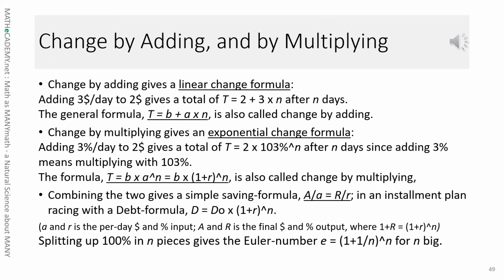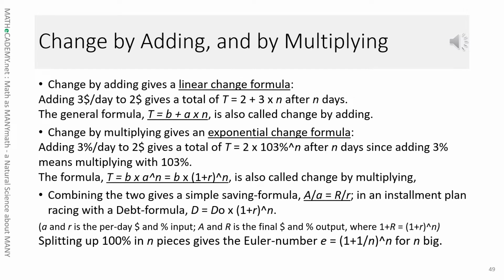Change by adding, and by multiplying. Change by adding gives a linear change formula. Adding $3 per day to $2 gives a total of 2 plus 3 times n after n days. The general formula is also called change by adding. Change by multiplying gives an exponential change formula. Adding 3% per day to $2 gives a total of 2 times 103% power n after n days, since adding 3% means multiplying with 103%. The general formula is also called change by multiplying.